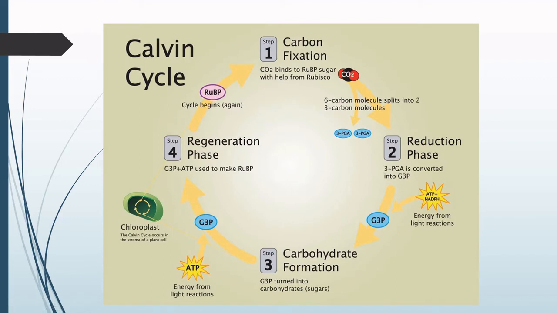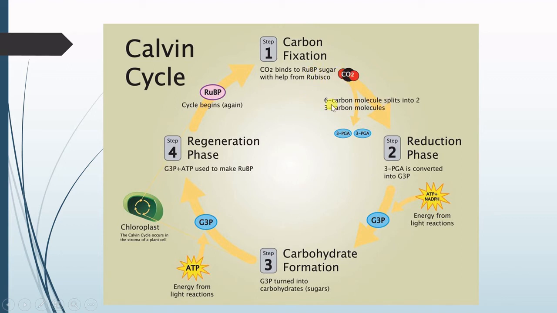Let's see another representation of Calvin cycle. Here we can see the stepwise processes. So just revise what we learned. The first process is carbon fixation, as we learned. This is the carboxylation process where carbon dioxide binds with RuBP with the help of Rubisco.